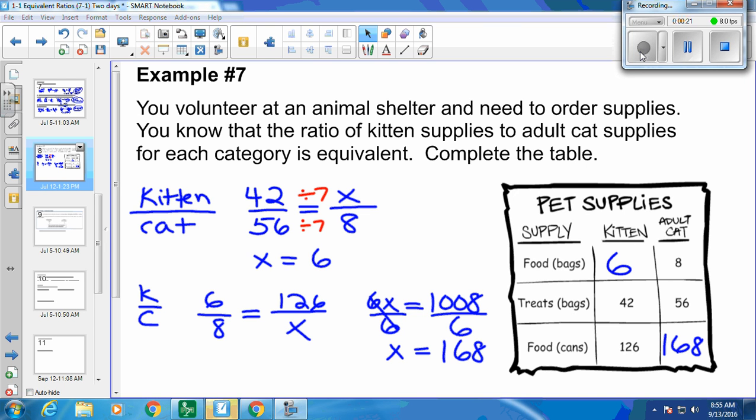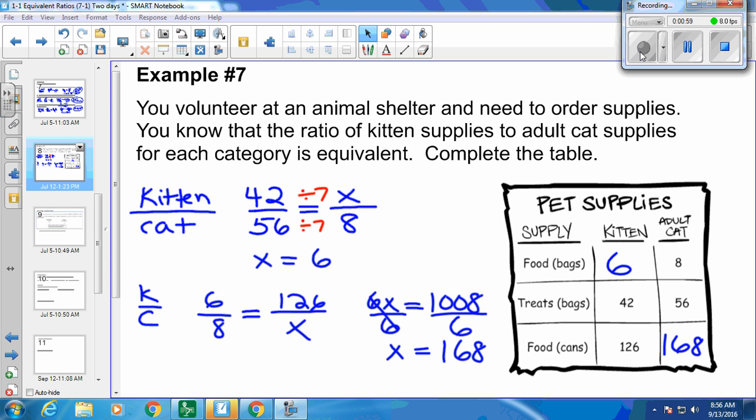Okay, so I said looking at how much supplies I'm going to need for the kitten and the cat. The kitten had 42 treats and the cat had 56. So I knew that was the ratio that I could start with. Then if everything was equivalent, I could set up proportions. I set up 42/56 equals x divided by 8. I saw that both 42 and 56 are divisible by 7, so I could figure out x that way. You can use cross multiplication as well, but if you notice the relationship, you can solve it.